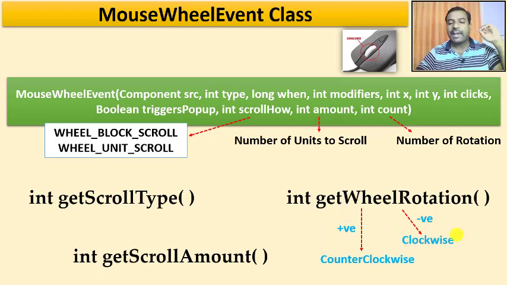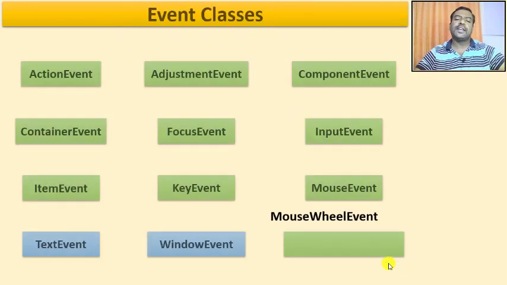So if this value is going to be negative, then we can say the wheel rotation was clockwise. And if it returns a positive value, then the rotation would have been counterclockwise. These are the few methods which we can make use of.